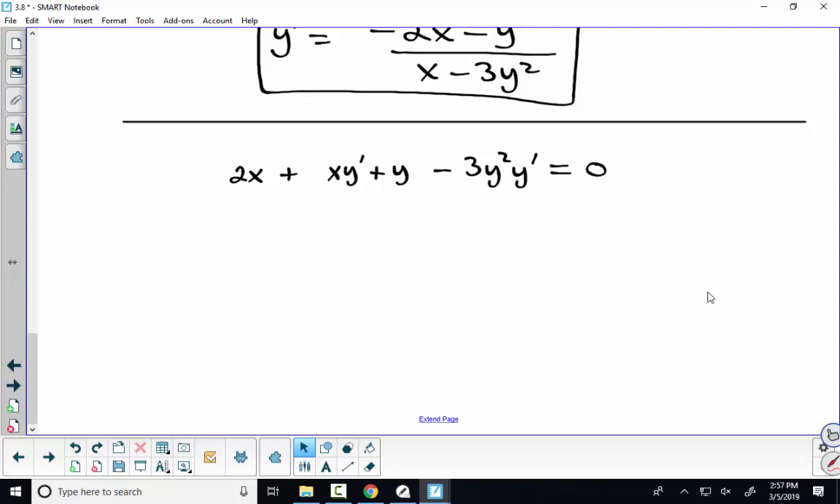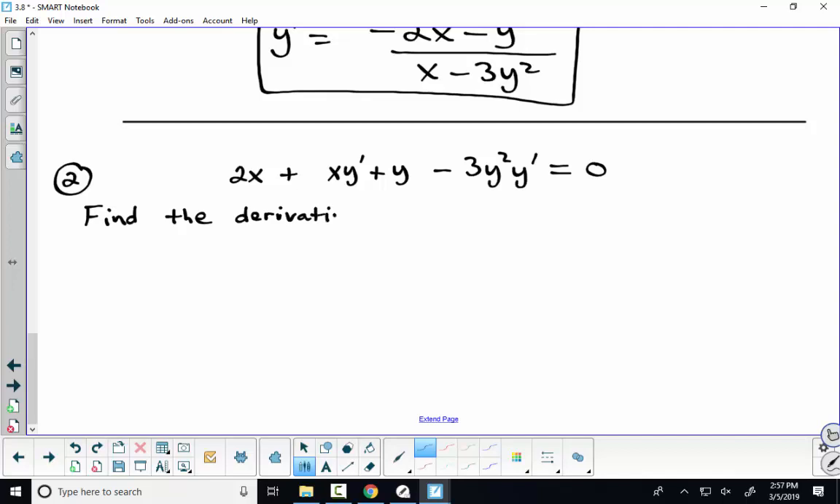So after taking the derivative of the equation, depending on what the instruction said, that one said find the derivative, maybe a different set of instructions says, find the derivative at the point (3, 2).